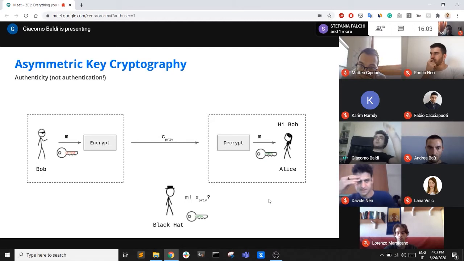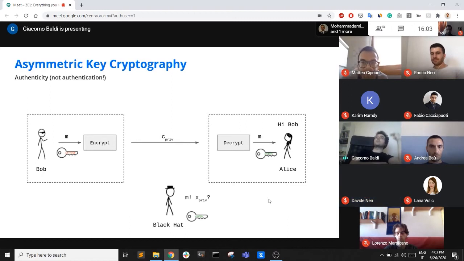What happens in this communication? Black Hat can read the message. Okay, this is not privacy, because Black Hat has the public key. He can decrypt the ciphertext and obtain the original message. What can Black Hat not do? Black Hat cannot create a message that only Bob can create, because it does not know the private key. It cannot generate a message X, send it to Alice, and hope that Alice will believe that she received the message from Bob, because it doesn't know the private key.